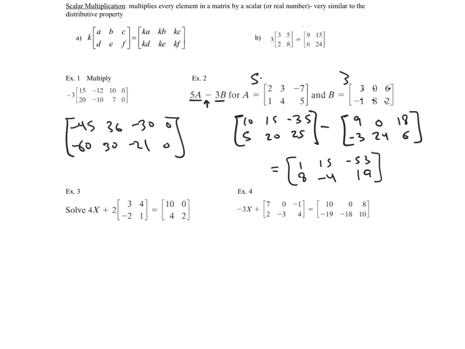If we're going to solve one of these equations, we do the same thing. We try to get x alone. So here, in example 3, I would multiply the matrix by 2. So I would get the matrix 6, 8, negative 4, 2. And 4x. And now I would subtract that matrix from both sides.